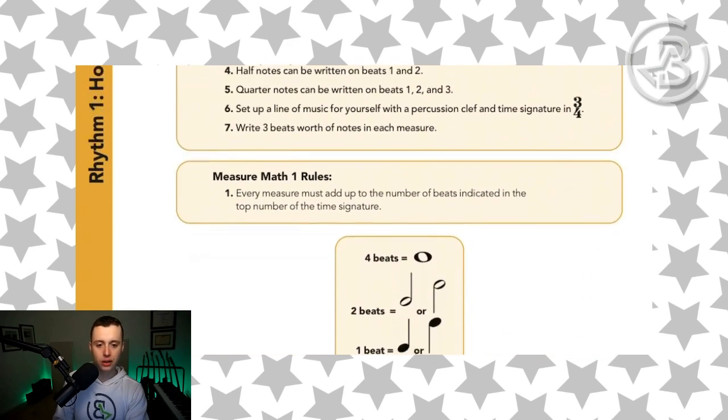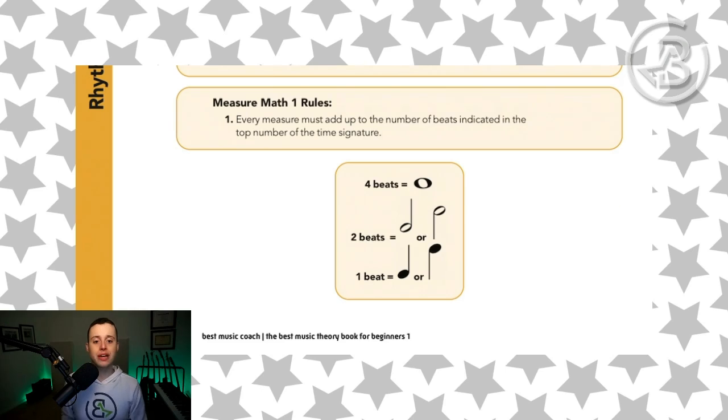As a reminder, measure math rules. Every measure must add up to the number of beats indicated in the top number of the time signature. Whole notes get 4 beats or 4 counts. Half notes get 2 beats or 2 counts. And quarter notes get 1 beat or 1 count. I will see you in the next lesson.